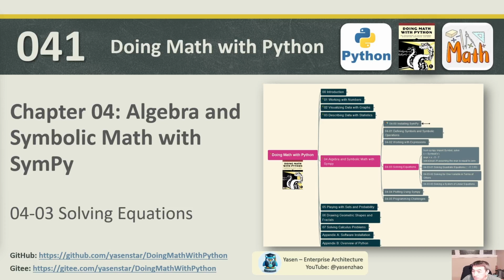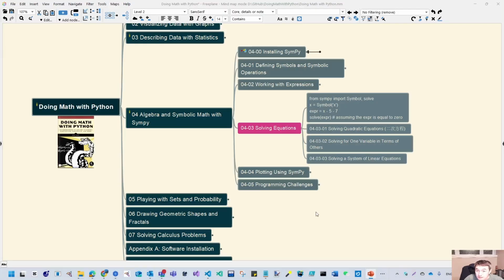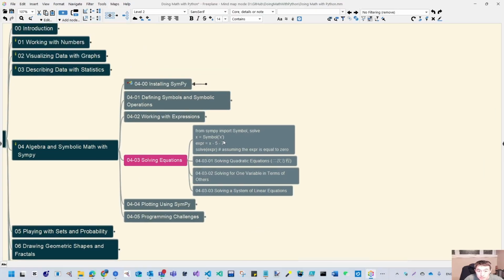Moving to subchapter number 3, talking about how to solve our equation. We have learned to define symbolic operations and work with expressions. Now if we put the expression equal to 0, it will become an equation. Then let's see the way to solve that. In the mind map, I put a sample.